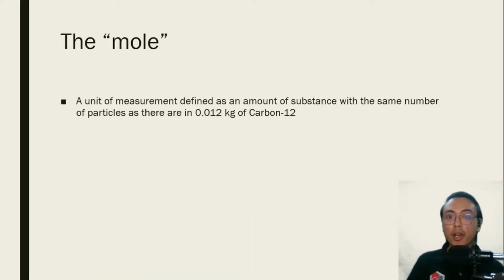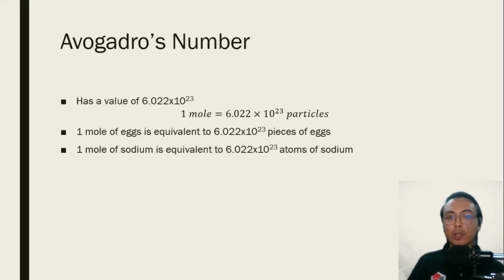Now let's define the mole, because the concept of the mole along with its conversion with mass is very important in chemistry. It is a unit of measurement defined as an amount of substance with the same number of particles as there are in 0.012 kilograms of carbon-12. That is a very technical definition of the mole, and we will circle back to the concept of the mole later. Let's first define Avogadro's number.